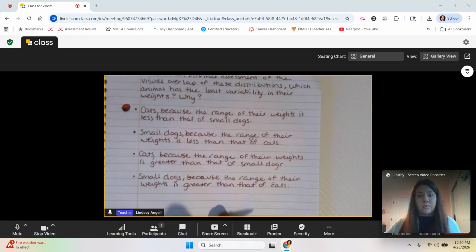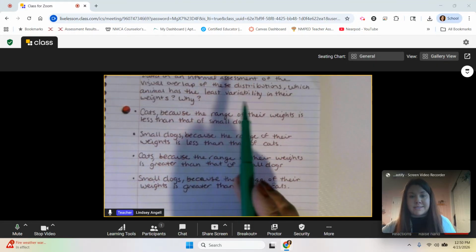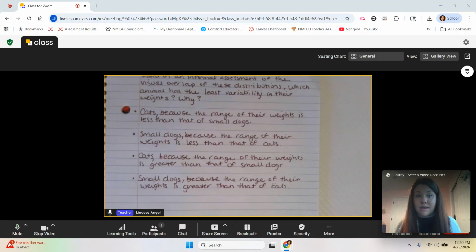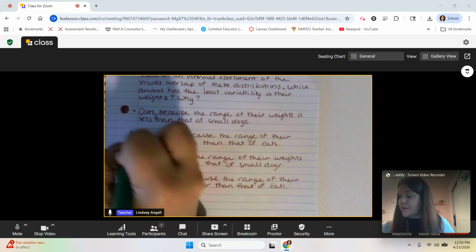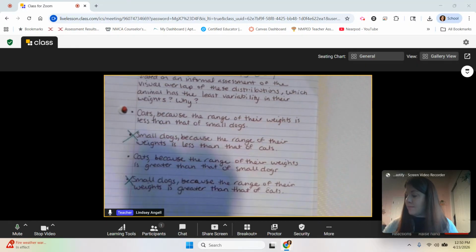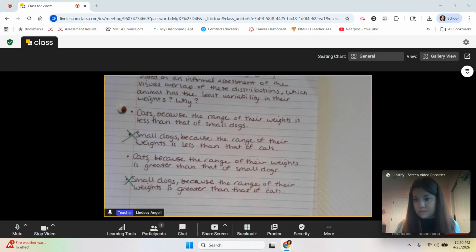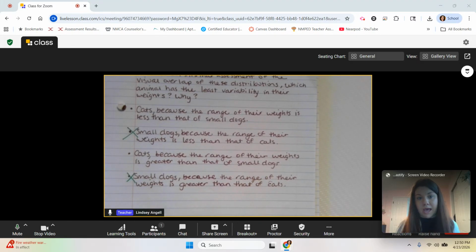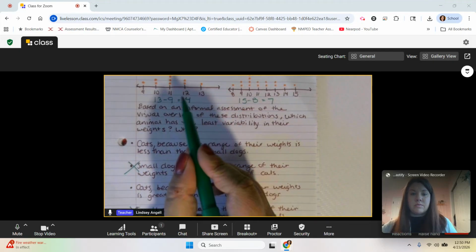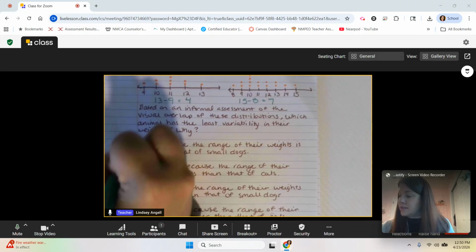But then it says, which animal has the least variability? Well, cats. But then it says why. First off, we can cross these 2 off right away because the answer is not small dogs. So we've already eliminated half of the answers. Now we just need to figure out the reasoning behind it. The first one says cats because the range of their weights is less than that of small dogs. The second one says cats because the range of their weights is greater than that of small dogs. Well, we already know that 4 is smaller than 7, so the first one would be our final answer.